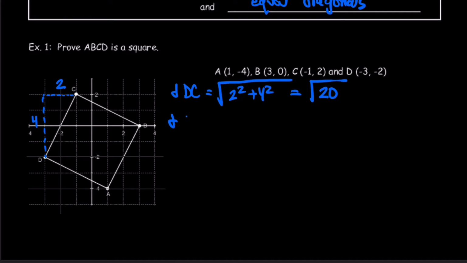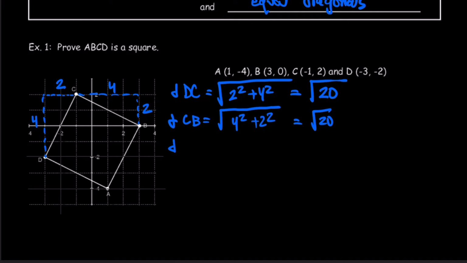So next I'll do CB. Okay, so CB, count these. Delta x is 4, delta y is 2. Those numbers are the same. It does not matter what order you put those in. You'll still get square root 20.